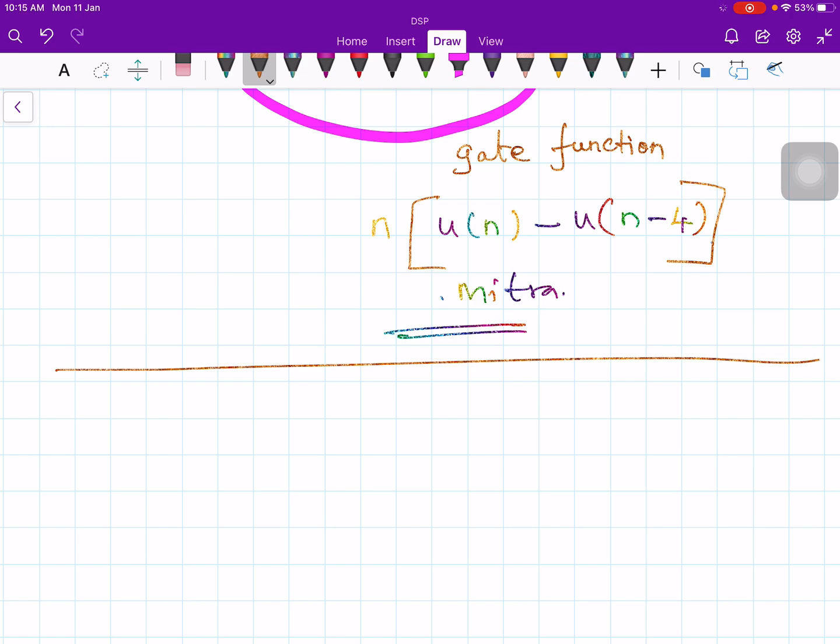Now one more sequence which is very often used in digital signal processing is the so-called exponential sequence.